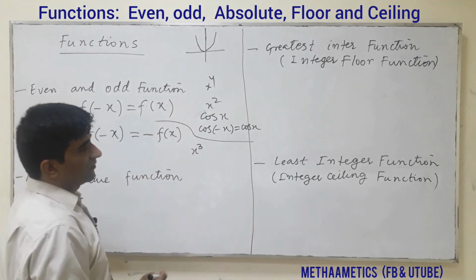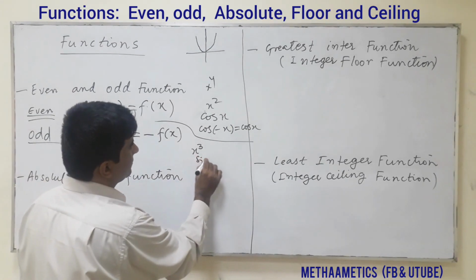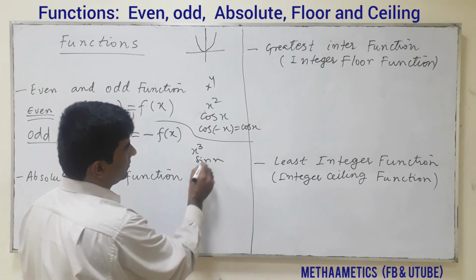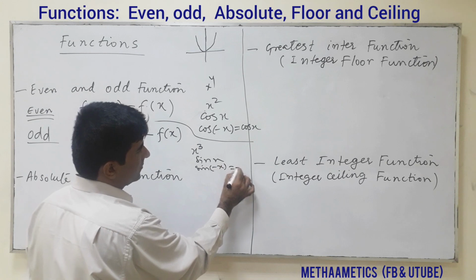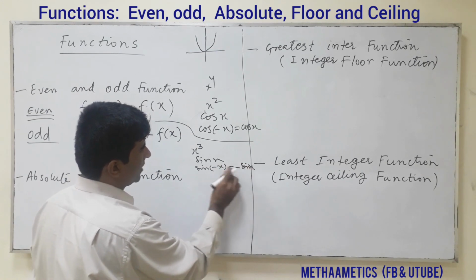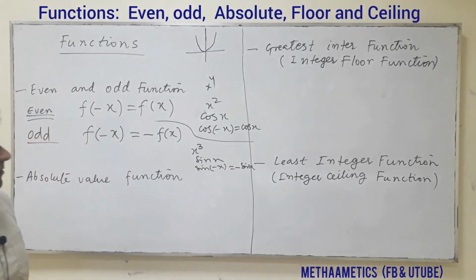Okay, x cube is an odd function. Sin x is an odd function. Suppose we put minus x here, we will get minus sin x, which means the minus will be outside. Okay, this is an odd function.